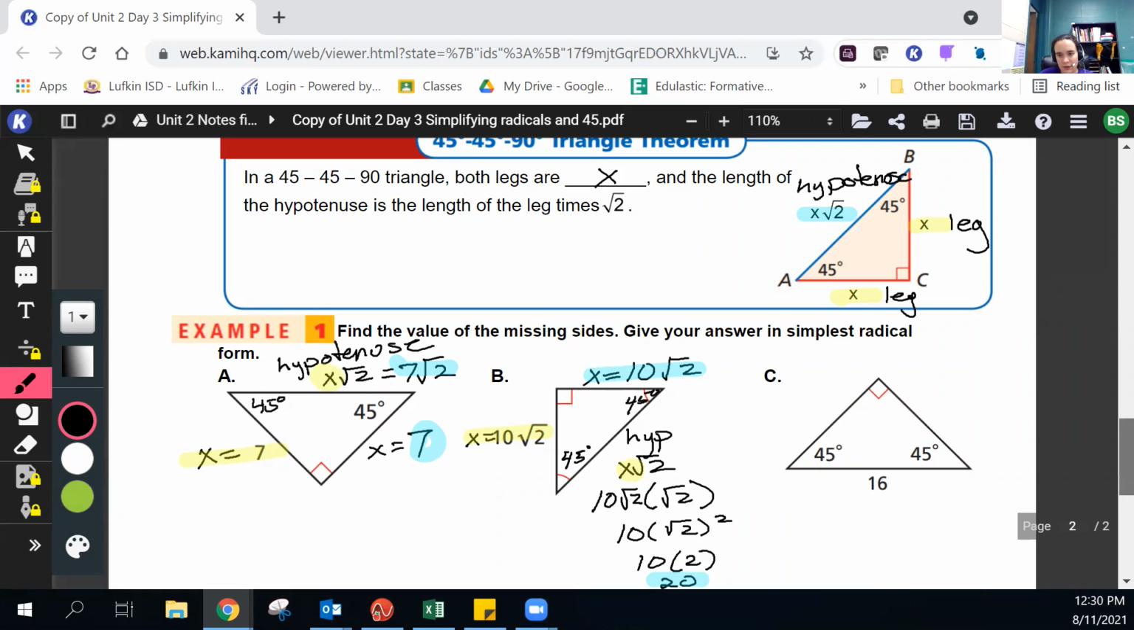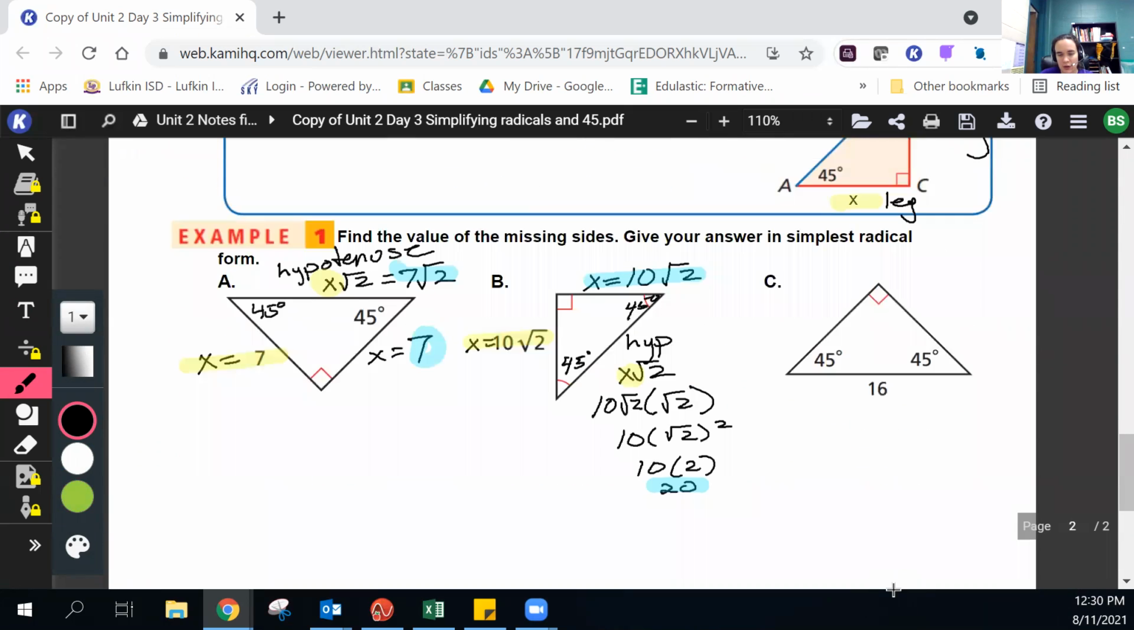And our last one, we know we have a 45, 45, 90 triangle. So we're going to label it. Across from a right angle is our hypotenuse, and it is x times the square root of 2. That means the other two sides are both x. So this time I don't know what x is, but I can solve for it. We're going to divide by the square root of 2 on both sides. So that gets me x equaling 16 over the square root of 2.